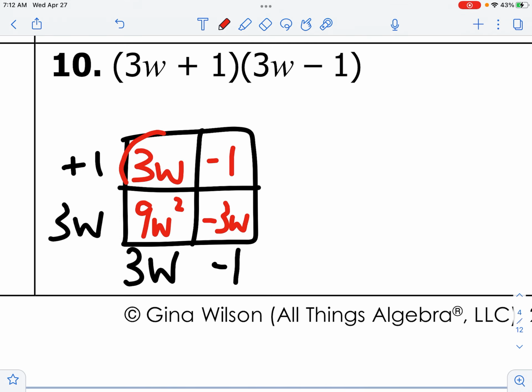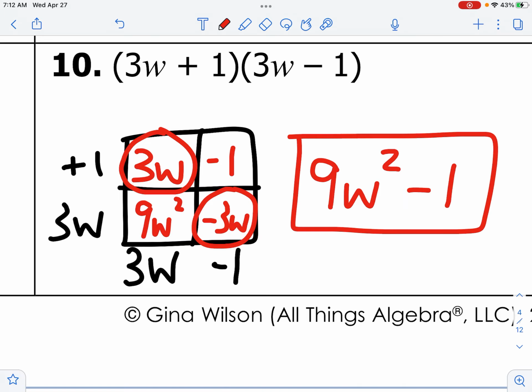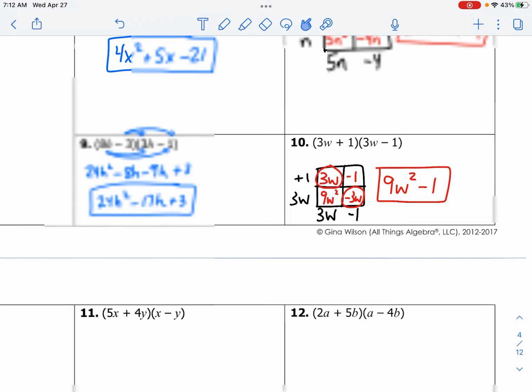So now, when I combine my like terms, I get 3w and minus 3w. That actually makes a 0, so I end up with only a binomial, 9w squared minus 1. It's actually a special one that we'll come back to in a couple days.